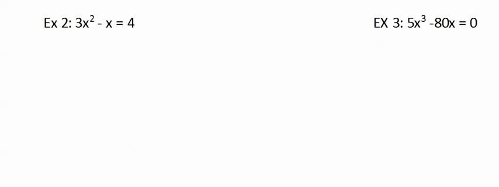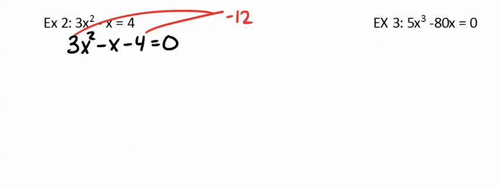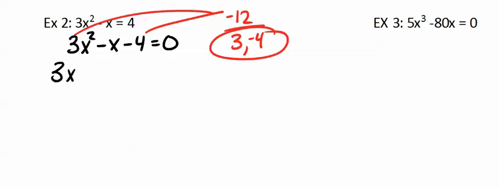Unfortunately, not all of them are going to be factored for us. So what you want to do in those cases is, first of all, make sure that it is set equal to 0. 3x squared minus x minus 4 equals 0. From there, you'll want to factor. Now again, you can either use guess and test, or you can use factoring by grouping. I'm going to do factoring by grouping just to give you another example of that. 3 times 4 is negative 12. The 3 and the negative 4 give you that negative 1. So I'm going to use that to split the middle.